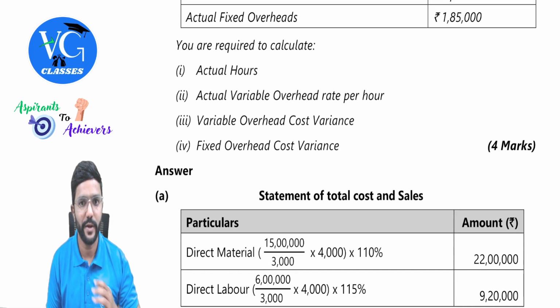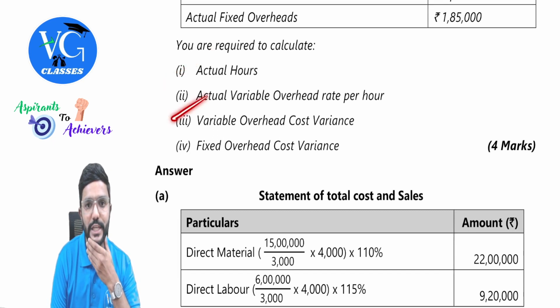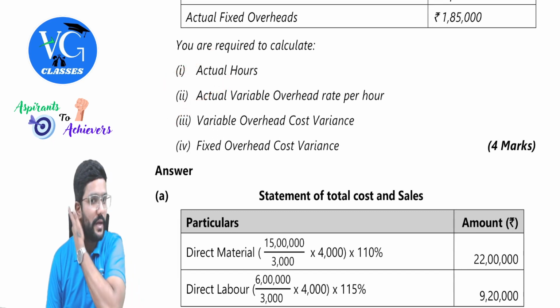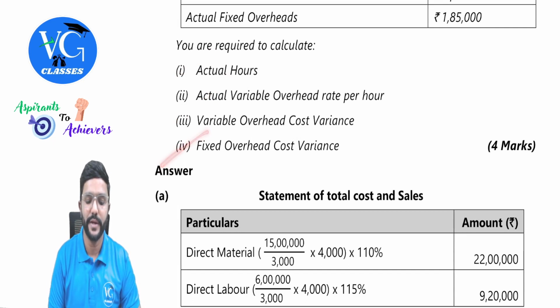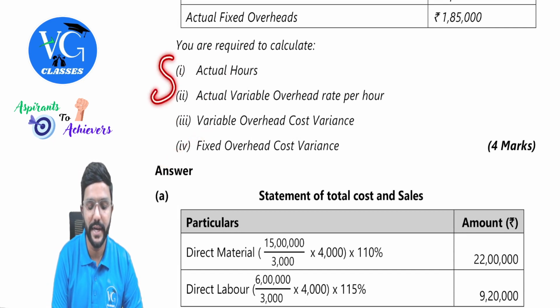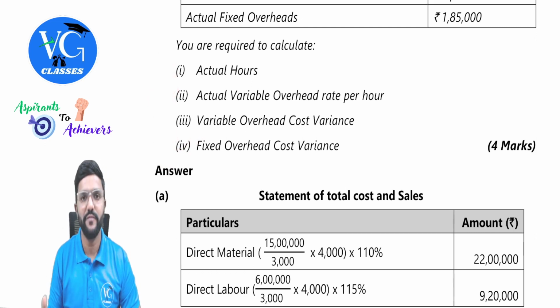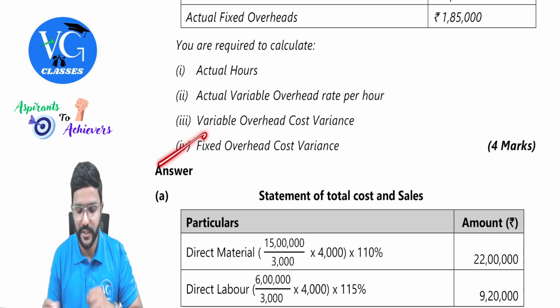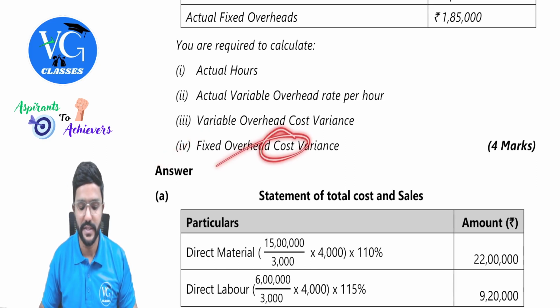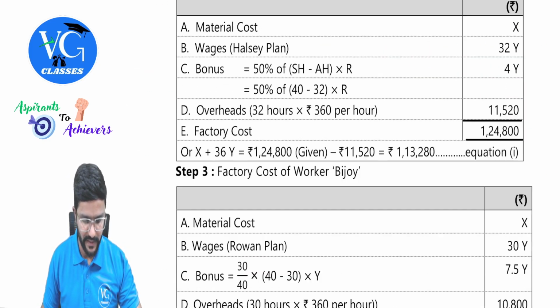You are required to calculate actual hours, actual variable overhead rate per hour, variable overhead cost variance, and fixed overhead cost variance. The first three we can calculate using whatever information is given with respect to variable variances. The last one is the fixed part. Fixed overhead cost variance is asked. Okay, it is easy.